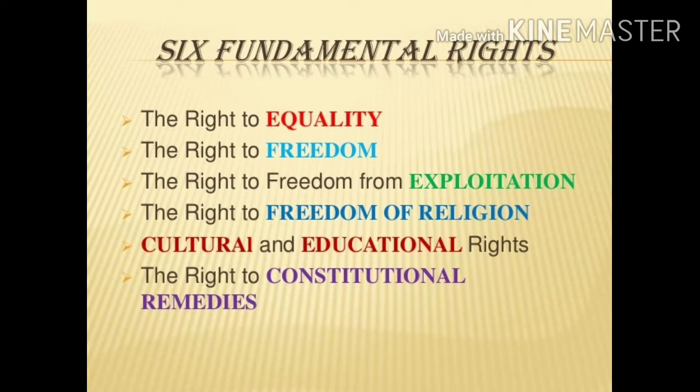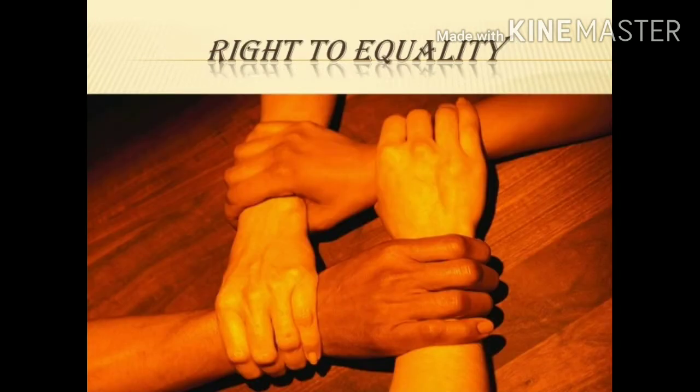So what are all the 6 fundamental rights? They are right to equality, right to freedom, right against exploitation, right to religion, cultural and educational rights, and right to constitutional remedies. Now we are going to see the fundamental rights one by one. The first one, right to equality.